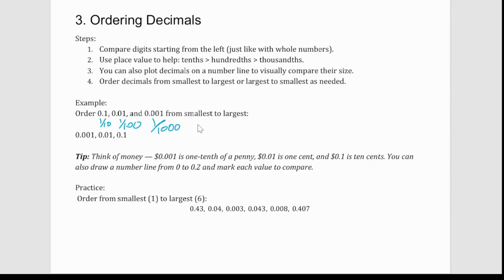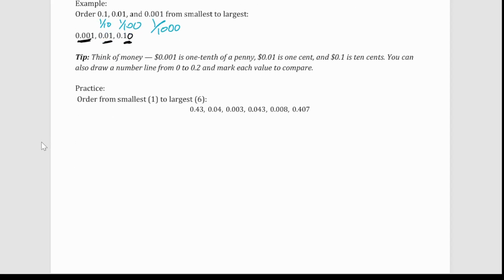And it can help to think about it in terms of money, right? 0.1 is really the same thing as 0.10, if that helps you visualize. So you're talking about 10 cents, 1 cent with 0.01, and then a tenth of a cent with 0.001. So this is something you see in your day-to-day life, and it might help to think about it in that day-to-day context. With that in mind, go ahead and pause your video and see if you can order these next guys from smallest to largest.